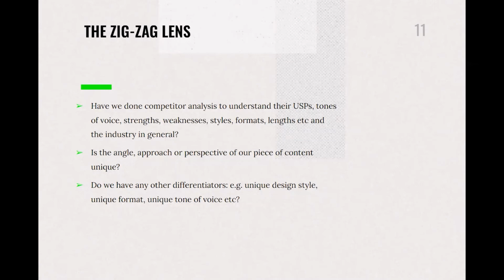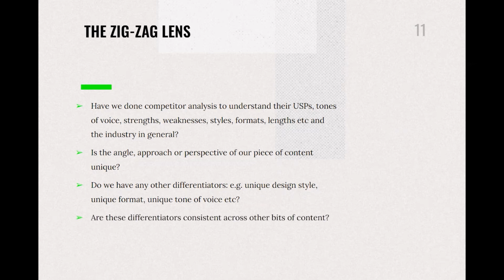You should be looking at unique design style. You should be looking at unique format. You should be looking at all kinds of ways to differentiate that content. Are these differentiators consistent across other bits of content? So consistency is key too, right? If you're going to work as a content strategist with a client, or if you are a content strategist working in a company, in a brand, and you're going through this process of differentiation after having done a competitor analysis, try to make ones that can be consistent.